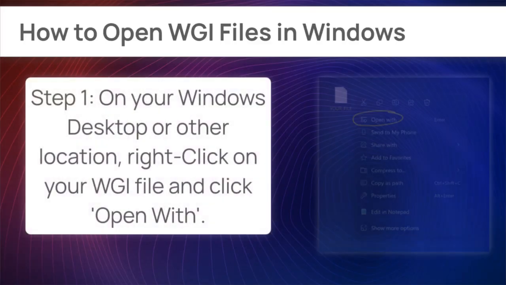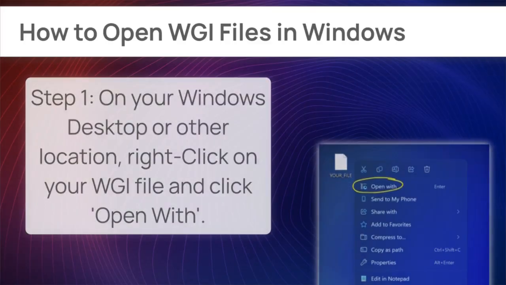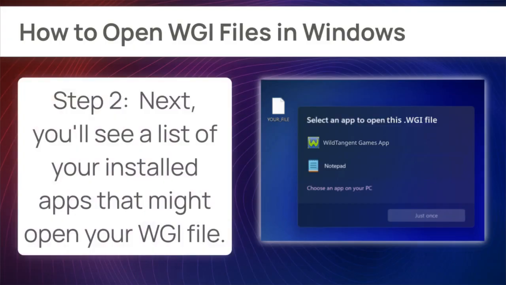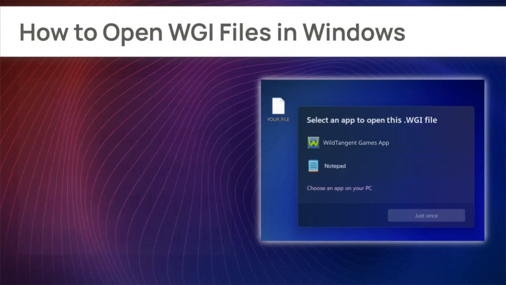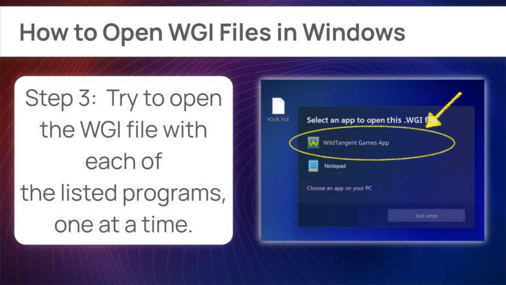We're checking for file recognition by all compatible apps. Right-click your WGI file and click Open With. If the WildTangent Games app is an option, try it. If it fails, select another program. We must find the right software association.